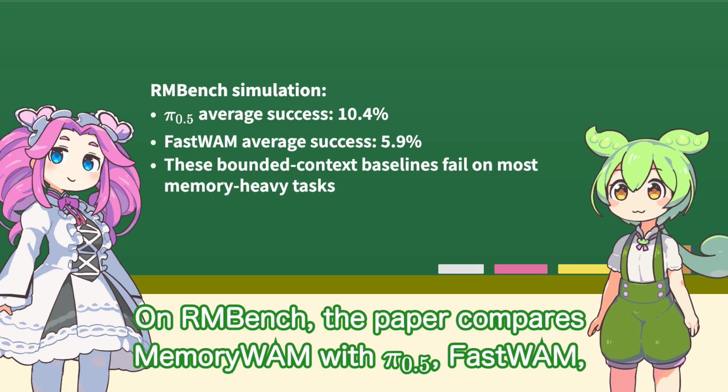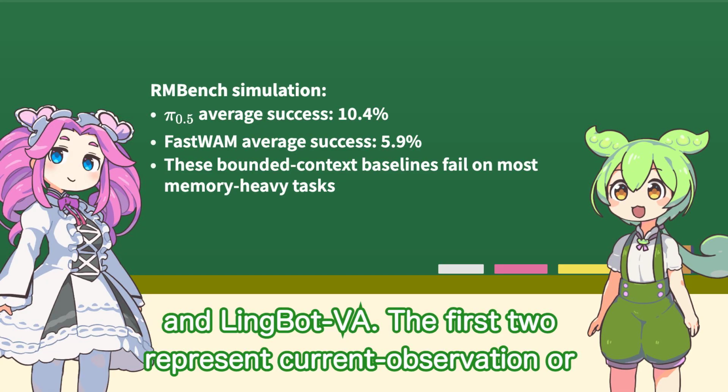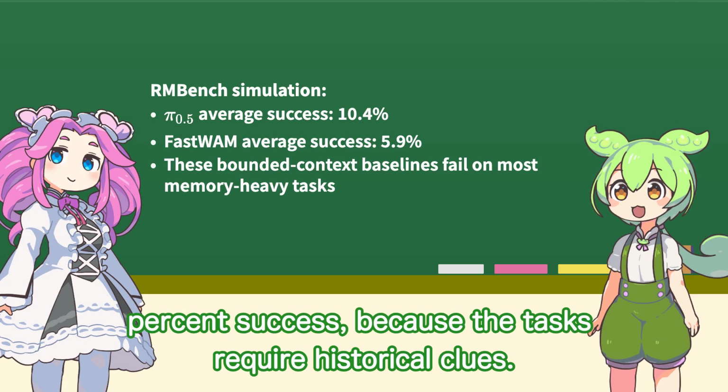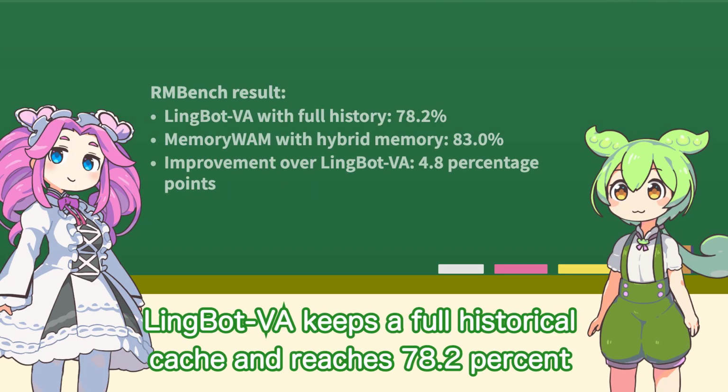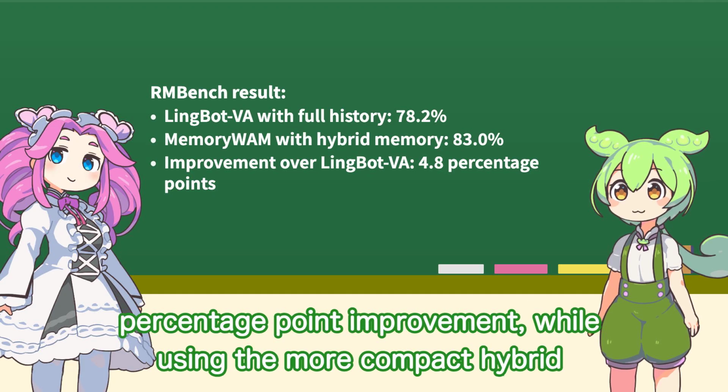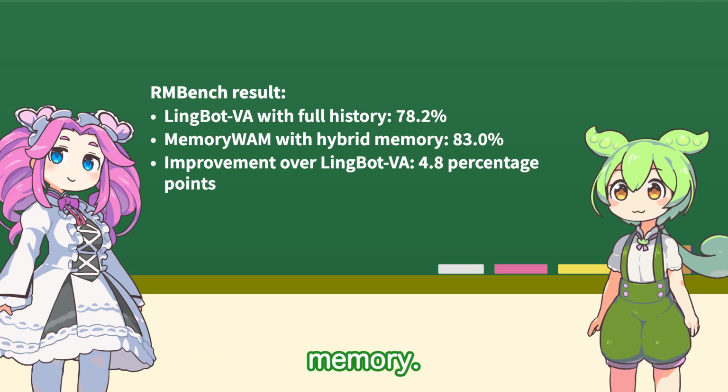On RM bench, the paper compares MemoryWAM with Pi 0.5, FastWAM, and Lingbot VA, the first two representing current observation or bounded window policies. They average only 10.4% and 5.9% success because the tasks require historical clues. Lingbot VA keeps a full historical cache and reaches 78.2% average success. MemoryWAM reaches 83.0%, a 4.8 percentage point improvement, while using the more compact hybrid memory.